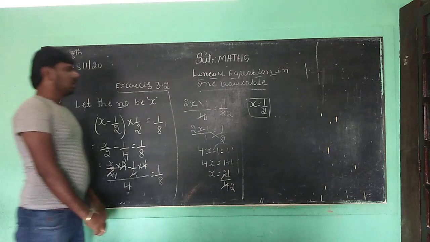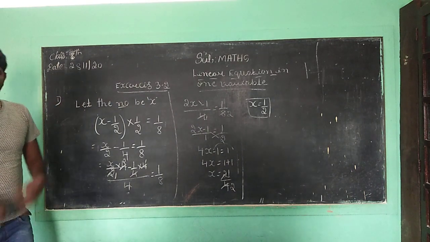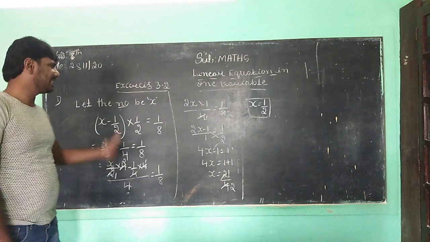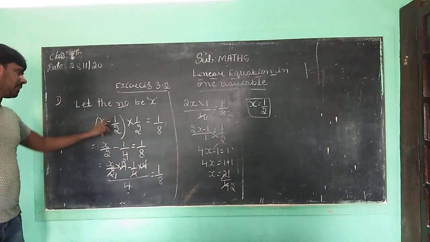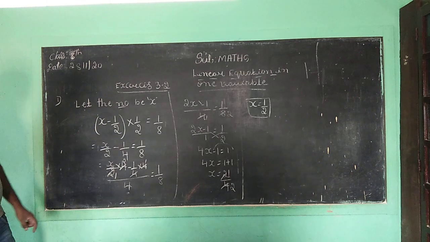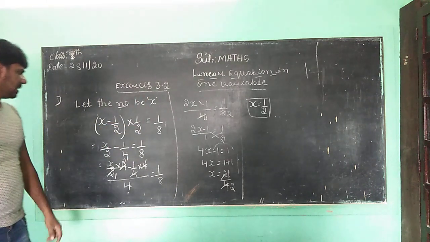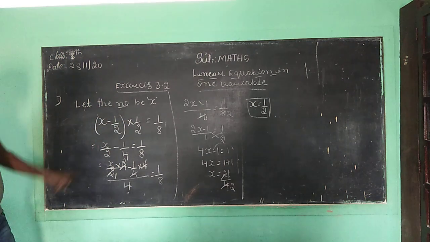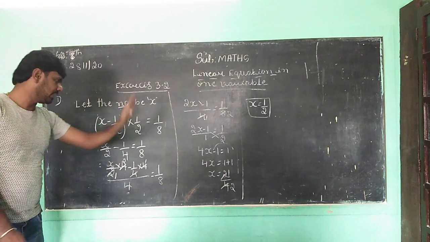See children? So a number is subtracted from 1 by 2 and multiplied by 1 by 2, getting the result 1 by 2. What is that number? So let the number be x, children. You want to take the subtracted number x, minus symbol, subtraction is minus. x minus 1 by 2 into 1 by 2 is equal to 1 by 8. Correct children? Want to multiply 1 by 2 into x is x by 2 minus 1 by 2 into 1 by 2 is 1 by 4 is equal to 1 by 8.